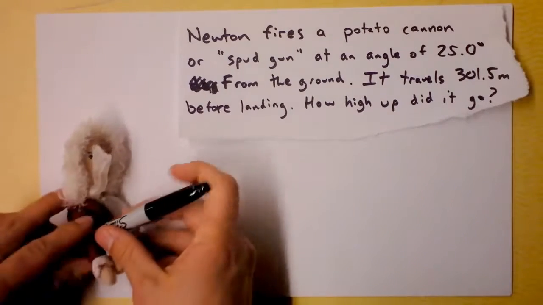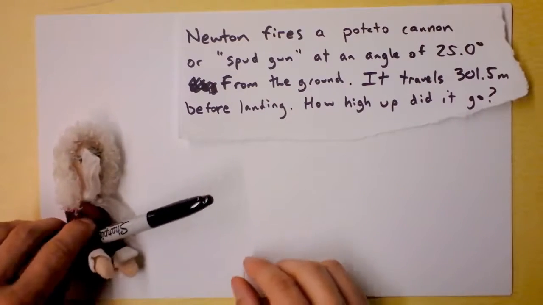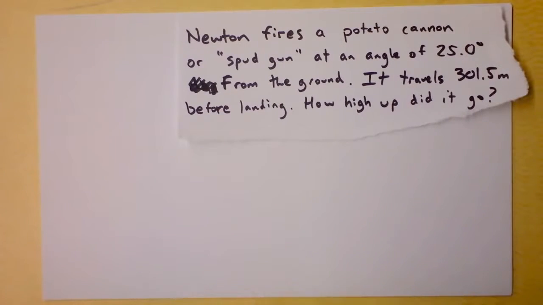So here he comes, and he's gonna go, and the potato's gonna fly out, and it's going to travel 301.5 meters before landing. The question then asks, how high up did it go? Such a simple problem. Well, let's first do what you would absolutely not want to do.